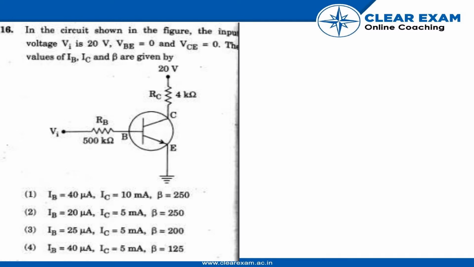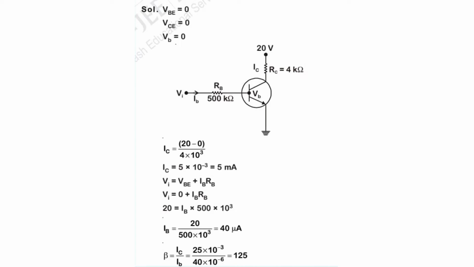So now we will see what is given in that question. It is given that Vi is 20, Vb is 0, and Vc is 0, and we have to find the value of Ib, Ic, and beta. So let's see this. As it's given, Vb is equal to 0, Vc is equal to 0. So we have to find out the first value of Ic.